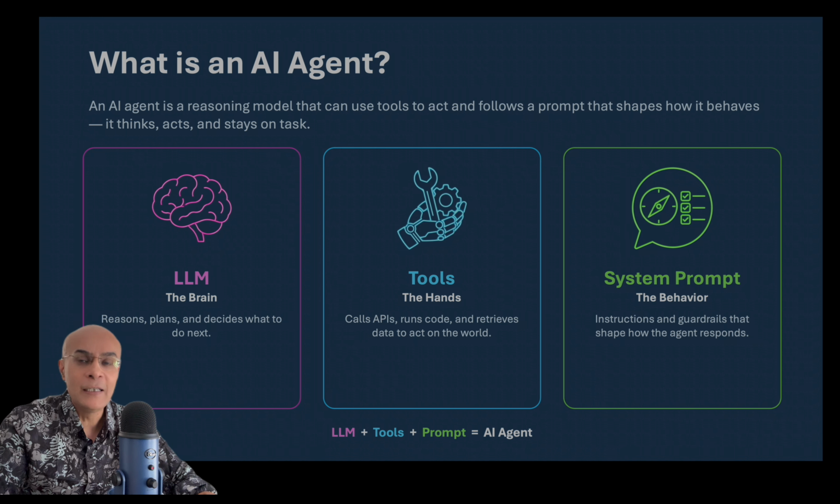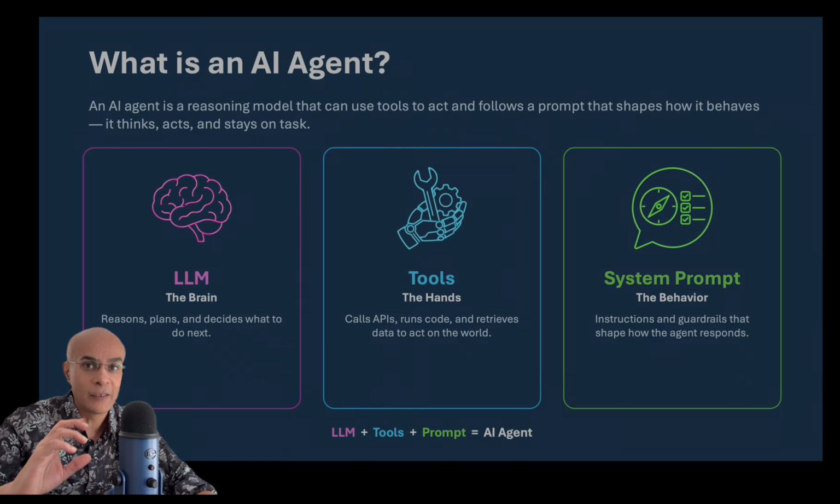So an agent is a way in which you can automate some manual task. And an agent has three components. First is a large language model, which is doing the reasoning, which is planning, which is deciding what steps to take. So this you can compare with a brain.